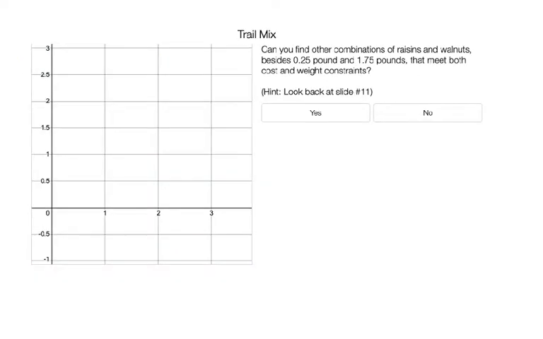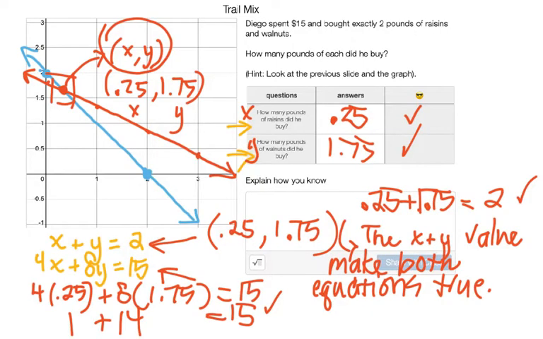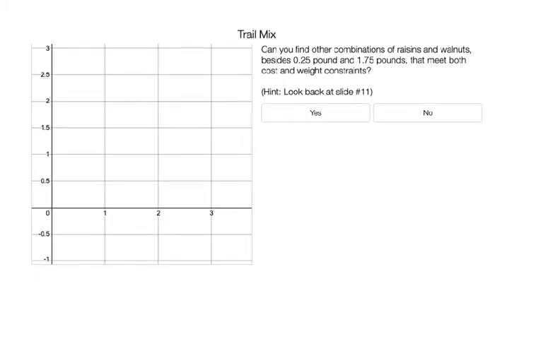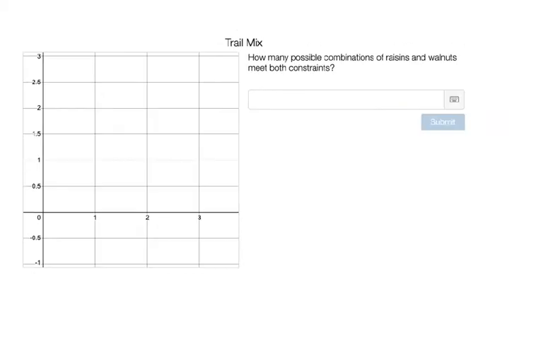Let's look at the next one. Are there other combinations that'll work? Well, look back at this slide. I don't see any other points of intersection. So no, it won't work, because there's only one intersecting point. All right? Moving on and looking at the next slide.